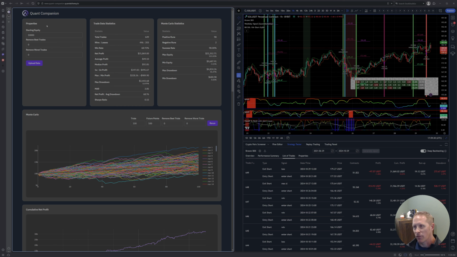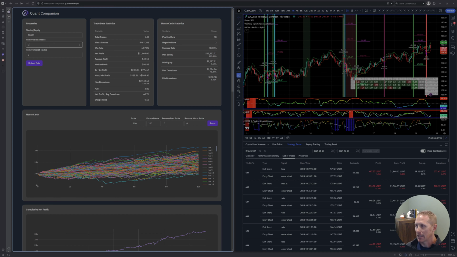Starting at the top here, there's the properties pane, which will allow you to change the starting equity if you'd like. Probably more importantly is the ability to remove some trade data, so you can remove your best trades or your worst trades. I don't think removing your worst trades would help you out that much, but removing your best trades can definitely help you identify if your strategy is more robust.